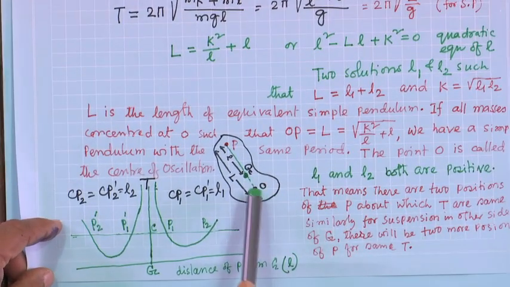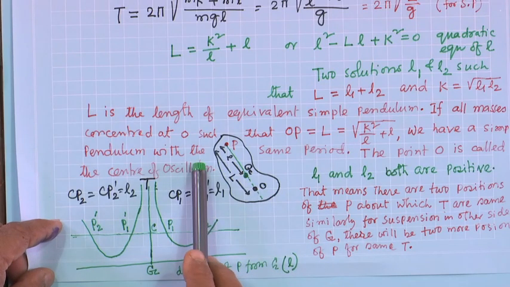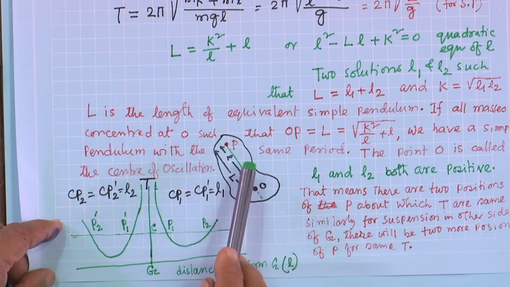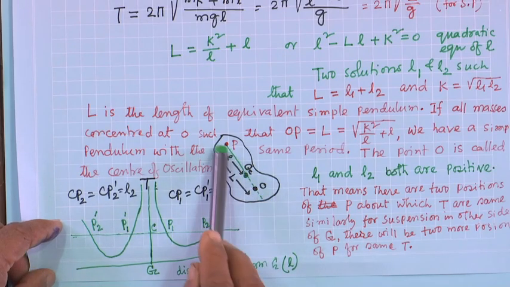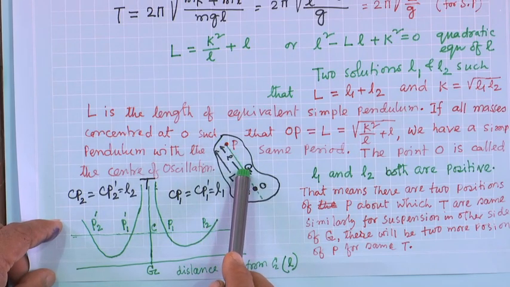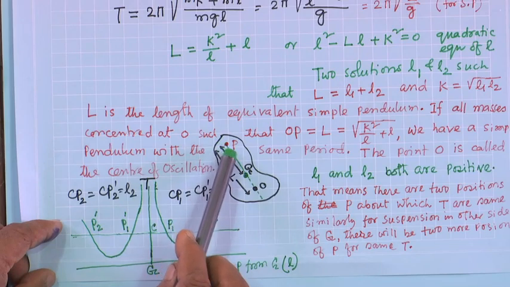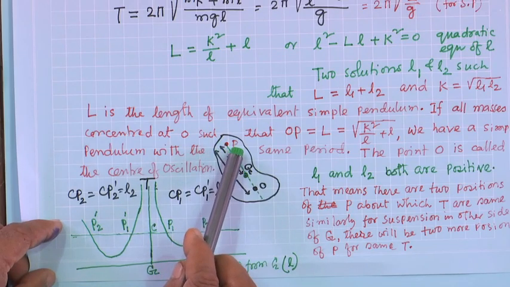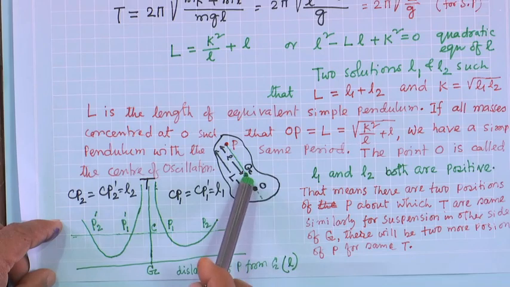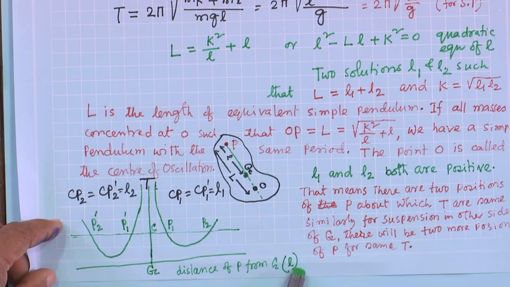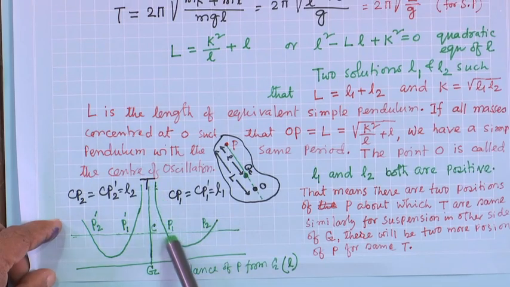So, if you measure the time period for different points of suspension, from one side of the center of gravity, and plot this time period as a function of the distance of the point of suspension from the center of gravity, that is, the distance of point P from G, which we are calling L, you will get a graph like this.